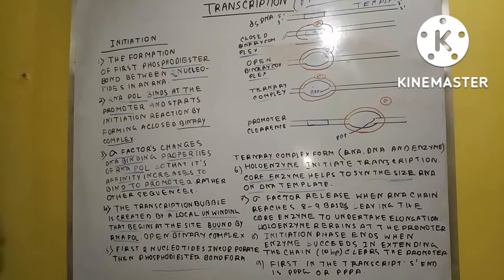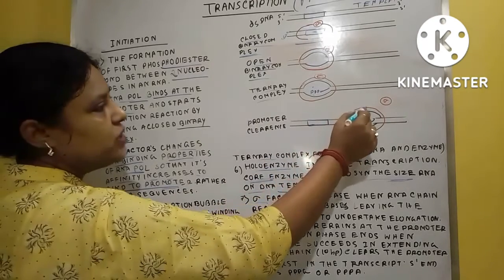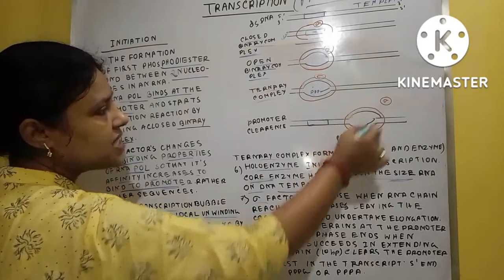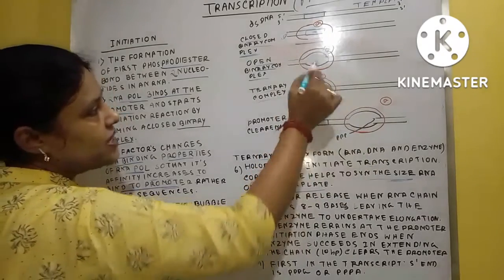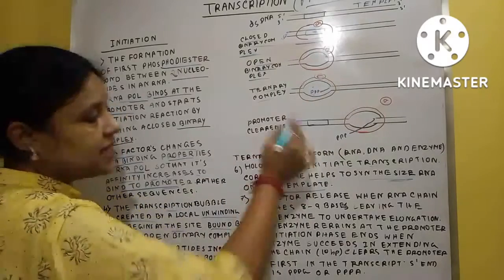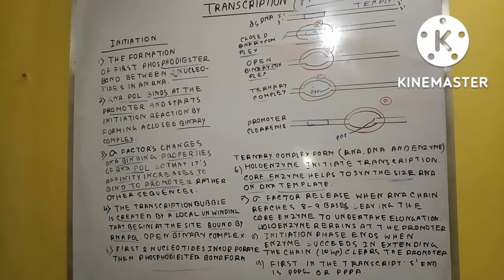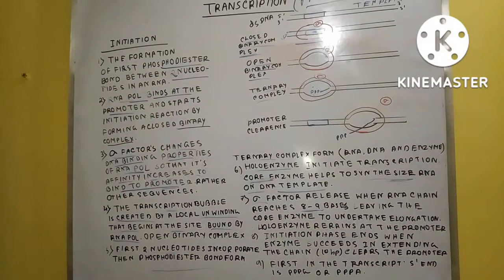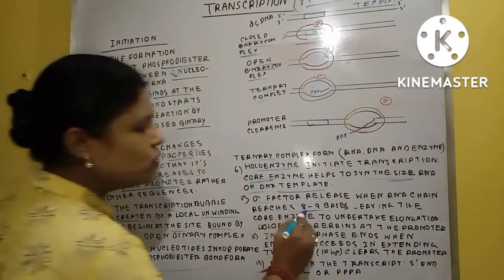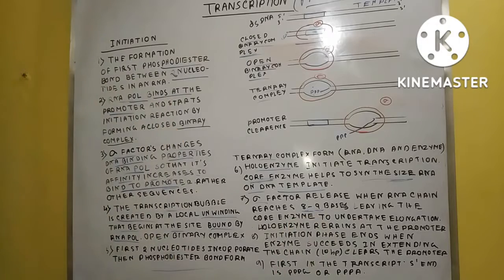In the next step, the sigma factor, which is attached with the core enzyme to form the holoenzyme, is released from the core enzyme. And when the RNA chain reaches 8 to 9 bases, what happened there?